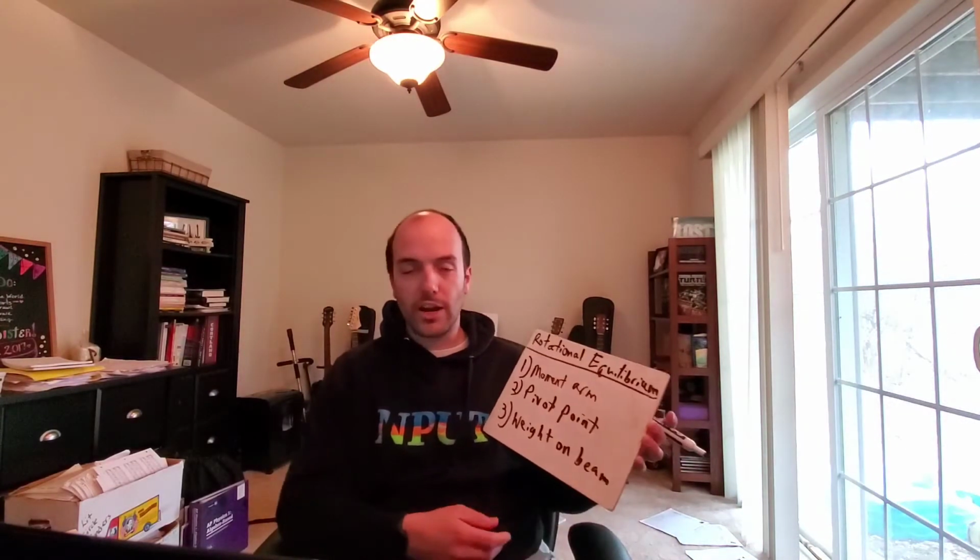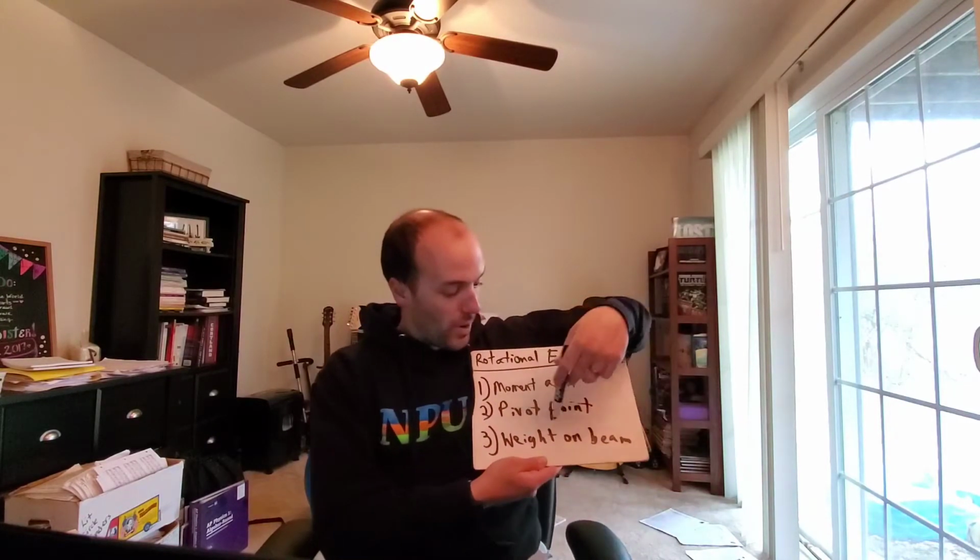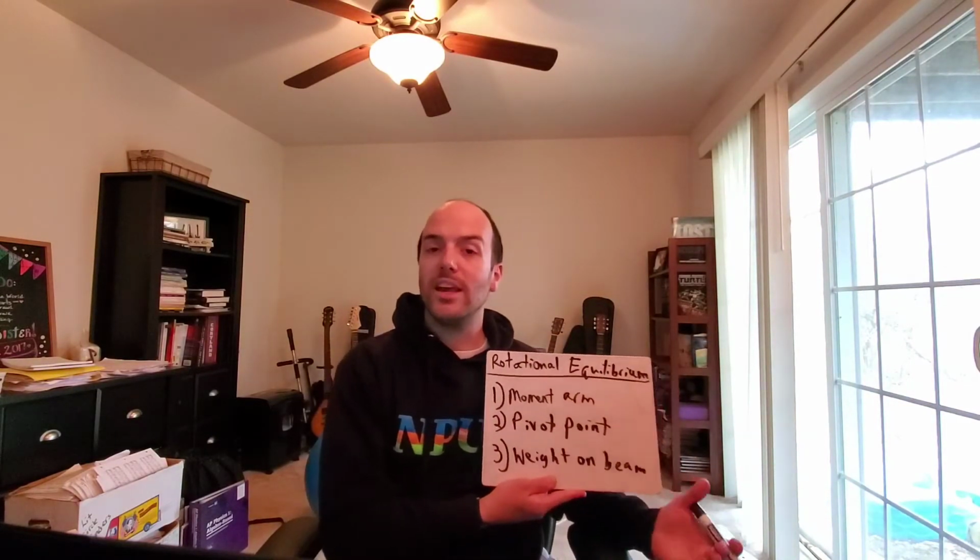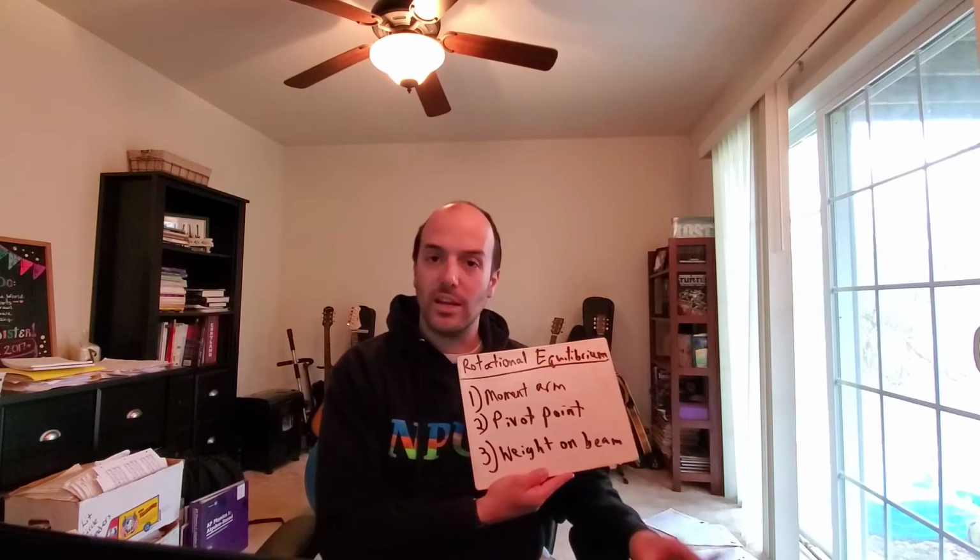And the third one has to do with the weight on the beam. Now you'll hear me throughout this video kind of interchanging beam or stick. It doesn't matter. It just represents an object that is not localized at a point, so it's like a beam or a stick rather than, say, a ball or a mass. The weight of the beam, we always say, is localized at the center of mass.